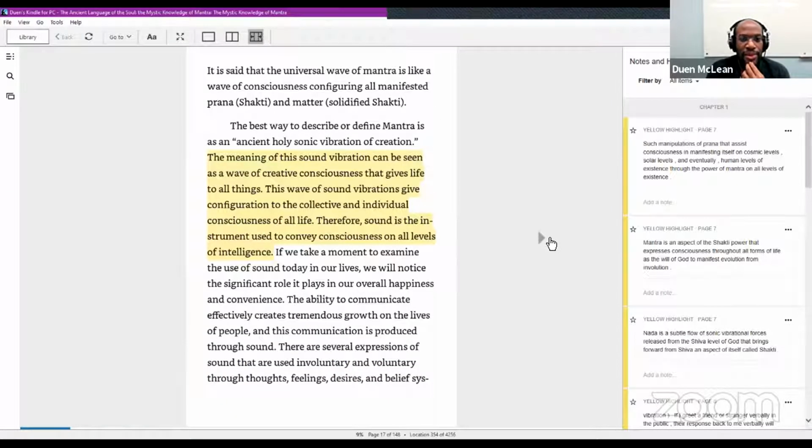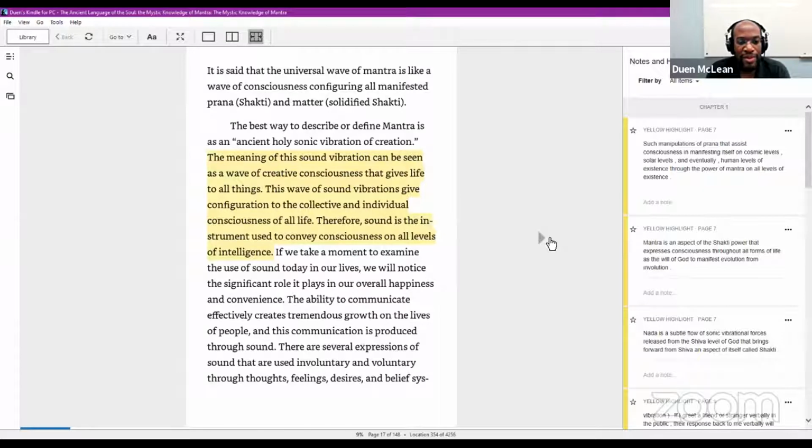It is said that the universal wave of mantra is like a wave of consciousness, configuring all manifested prana, Shakti, and matter, solidified Shakti. The best way to describe or define mantra is as an ancient, holy sonic vibration of creation. The meaning of this sound vibration can be seen as a wave of creative consciousness that gives life to all things. This wave of sound vibrations gives configuration to the collective and individual consciousness of all life. Therefore, sound is the instrument used to convey consciousness on all levels of intelligence.